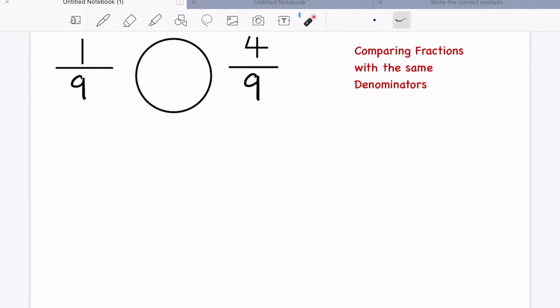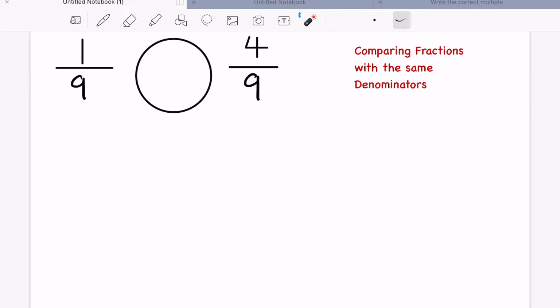So this week, we learned comparing fractions with the same denominators, right? So here we can see, here's 1/9 and 4/9. How do we know which one's bigger, smaller, or are they equal?